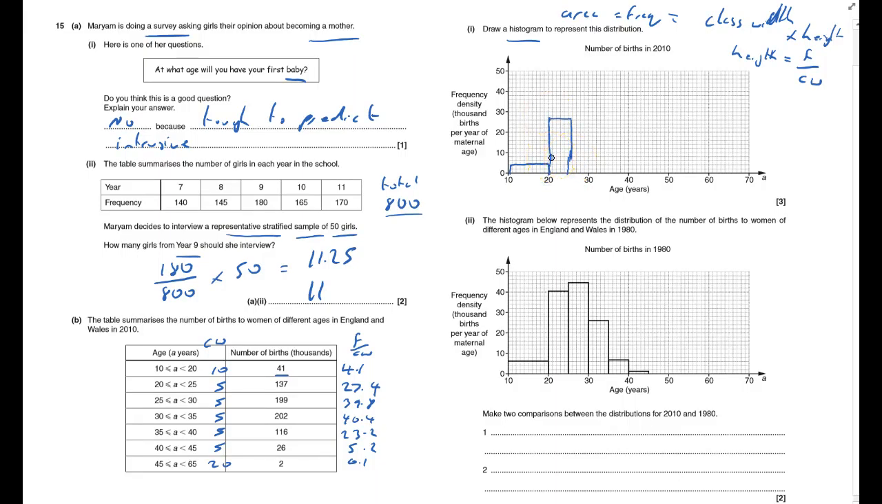Then we get 39.8, nearly up to 40. That's between 25 and 30. Next one, 30 to 35, goes just a little bit higher than that. And 23, between 35 and 40, so something like this. And 40 to 45 is 5.2. And the last one, 20 to 0.1. So I've got to go all the way out to 65. Very, very small down there.